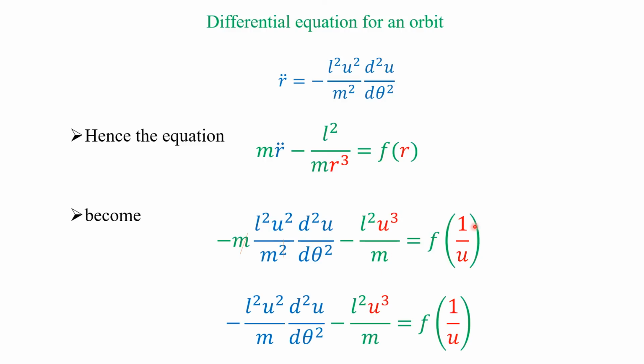I am replacing 1 over u here. You can see this m will get cancelled with this m squared, so you will get only m in the denominator. So this will become minus L squared u squared over m multiplied by d2u over d theta 2, minus L squared u cube over m, which is equal to f of 1 over u.